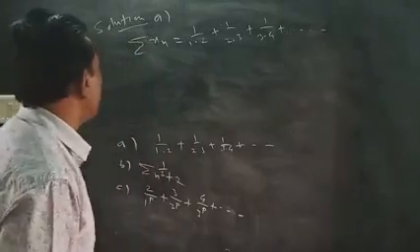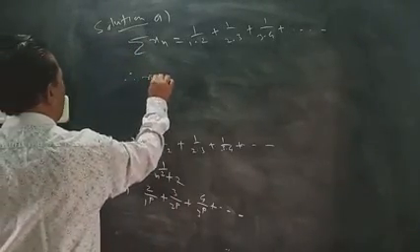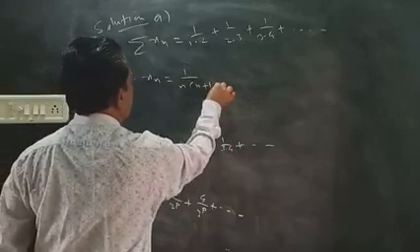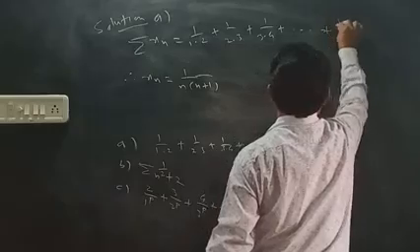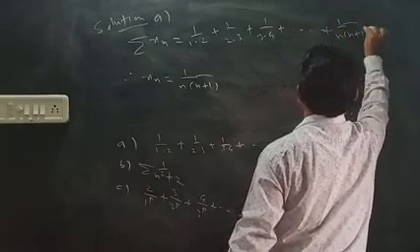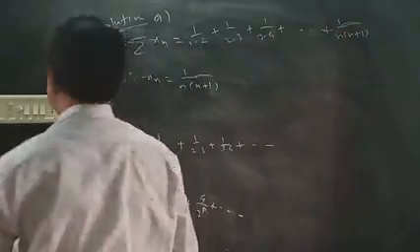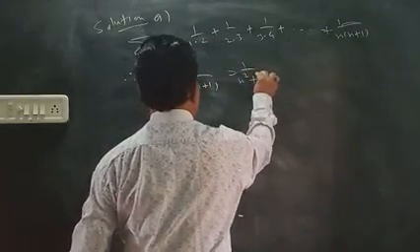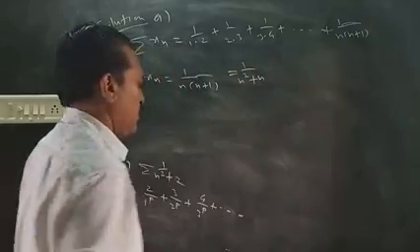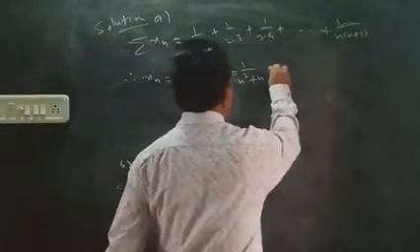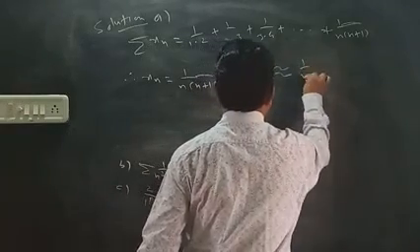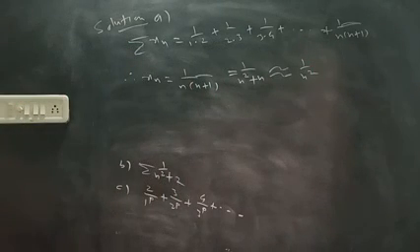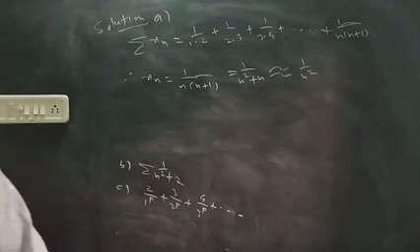So what is Xn now? The n-th term will be 1 upon n, then n plus 1. This is the same as 1 by n square plus n. So n square plus n is nearly equal to n square, so 1 by n square. I want a nearby series, close to that series.